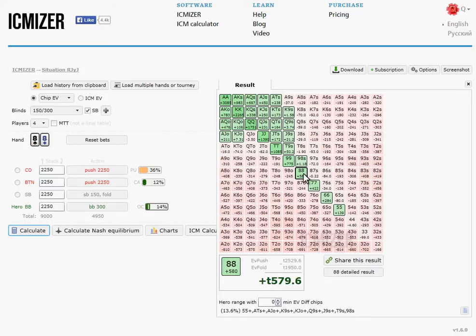Now, these chip EV based calculations are pretty simple compared to ICM based calculations, because when we are in chip EV mode, we really don't care about what will happen when we fold. So our EV of folding is always equal to our stack minus the number of chips which we have posted. In this case, it is equal to 2,250 chips minus 300, which is our big blind, which results in 1,950 chips. This is the feature of chip EV based calculations.